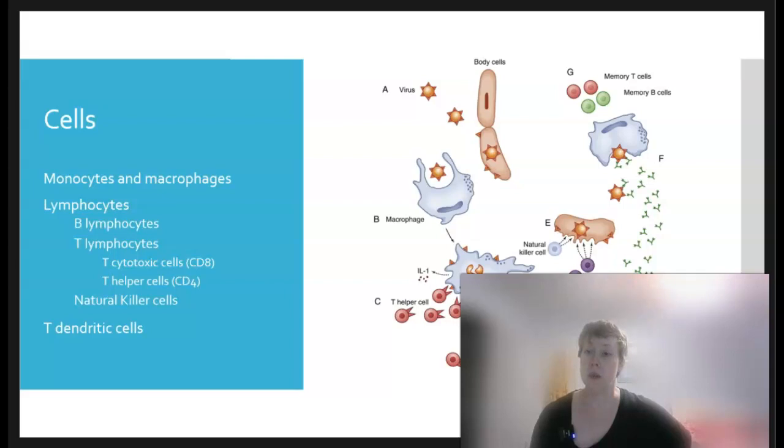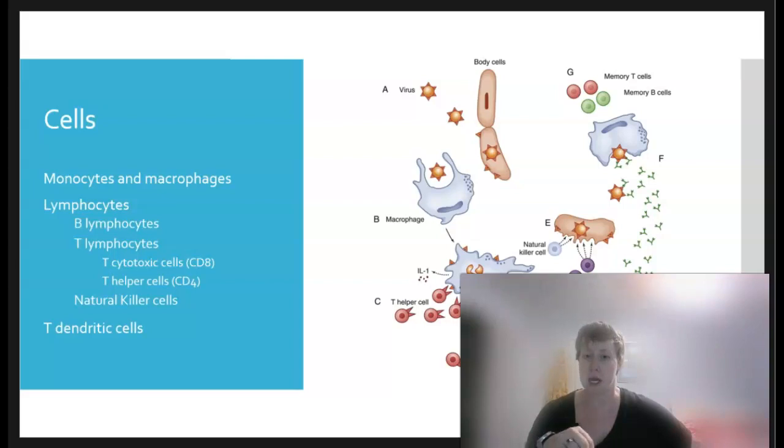Okay, so here's where we get a little bit into the lymphocytes. Remember we talked about monocytes that became macrophages. They become like the really big Pac-Men to eat things. They capture, process, and present antigens to our lymphocytes. Our lymphocytes are made in the bone marrow, and then they differentiate into B and T lymphocytes.